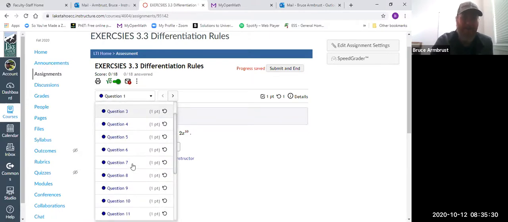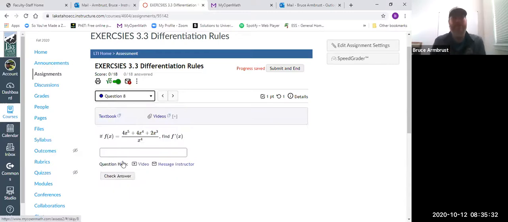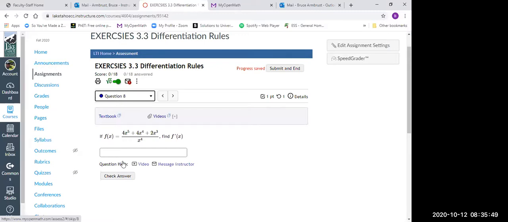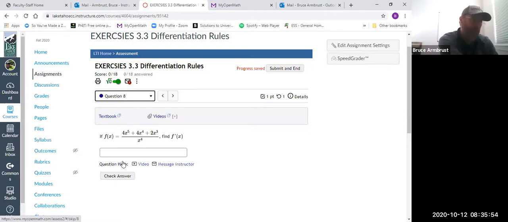All right, so enough wasting our time. So does this look right, Tim, or at least something similar to this? Where we've got f of x is 4x to the fifth plus 4x to the fourth plus 2x cubed all over x to the fourth, and we want to find f prime. Okay, so basically, this is exactly what it looks like. It just says, let's differentiate this function.